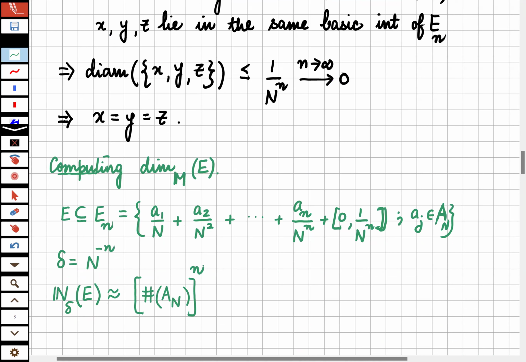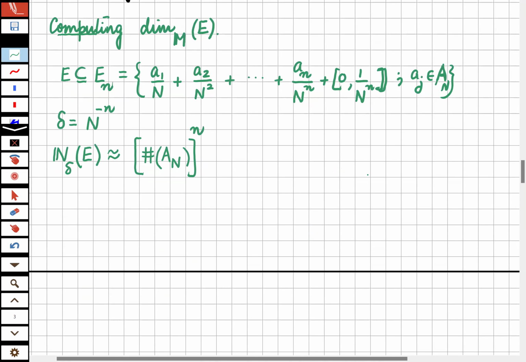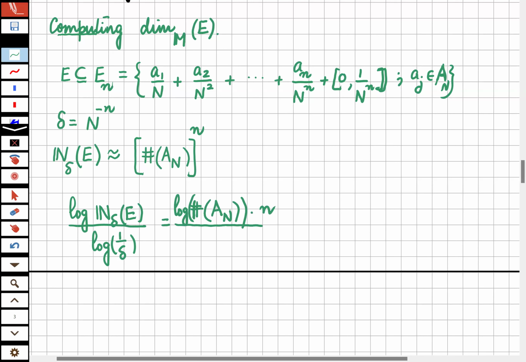Great. So with that in mind, now let's do our Minkowski dimension calculation. For the Minkowski dimension, we need to look at the log of N_delta of E divided by log of 1 over delta. So this is going to be the log of the cardinality of A sub N to the n, where the n comes out, divided by the log of capital N to the n, where the n comes out. So now our goal is to show that this is arbitrarily close to 1.